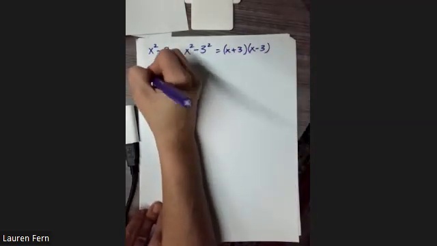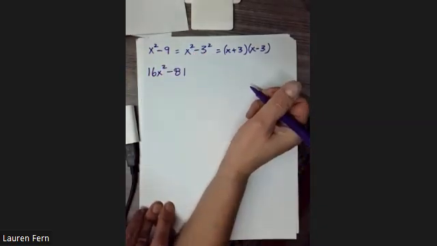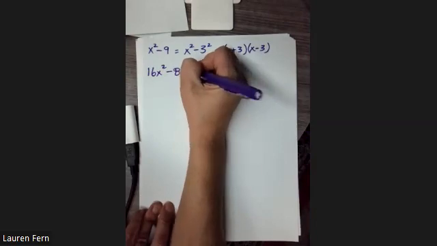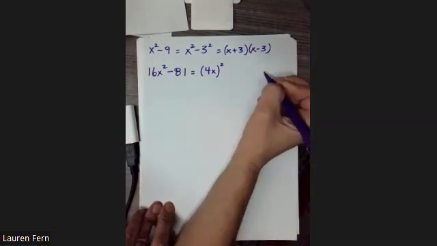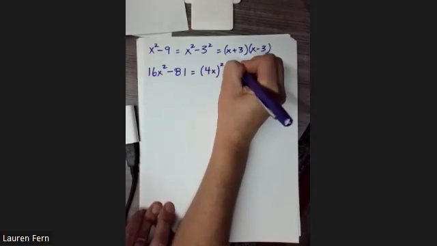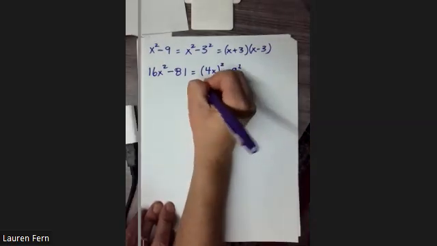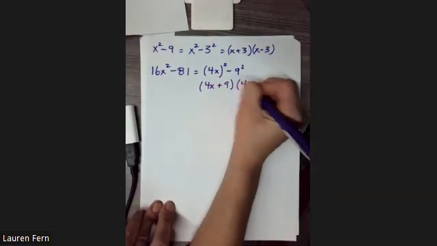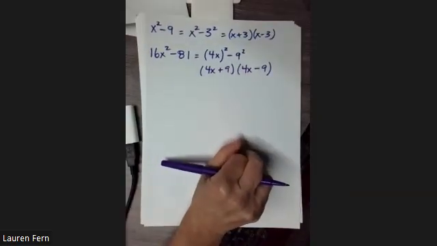Now, these can look a little funkier. What if you have something like 16x squared minus 81? You need to figure out what is the first thing that's being squared and what is the second thing that's being squared. I claim the first thing that's being squared is 4x, right? 4 squared is 16, x squared is x squared. And the second thing that's being squared is 9. So I claim we can factor this by taking the first thing that's being squared and adding it to the second thing that's being squared, and then the first thing that's being squared and subtracting off the second thing that's being squared.